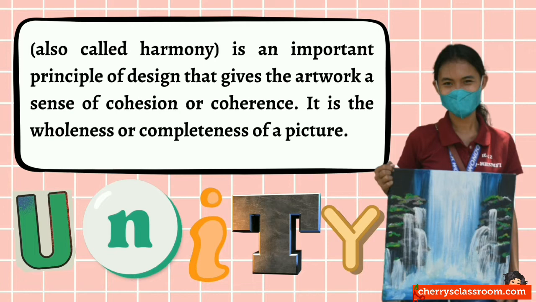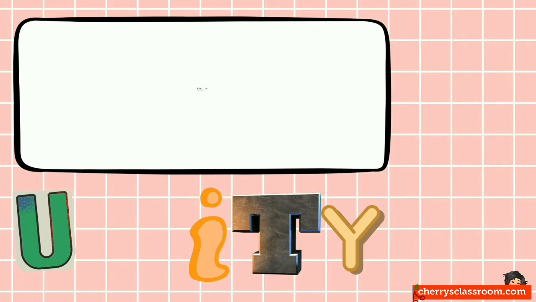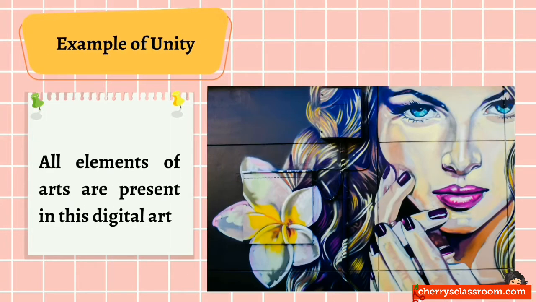Last is unity. It is also called harmony. It is an important principle of design that gives the artwork a sense of cohesion or coherence. It is the wholeness or completeness of a picture. This is an example of unity. All elements are present in this digital art.